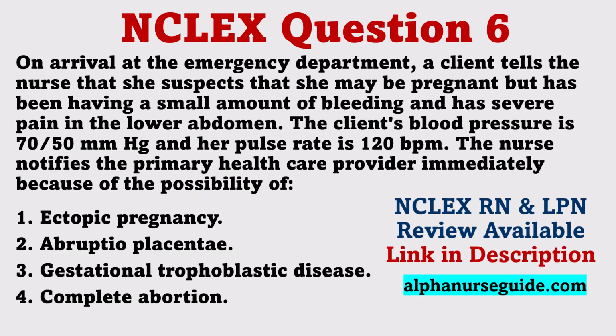On arrival at the emergency department, a client tells a nurse that she suspects that she may be pregnant but has been having a small amount of bleeding and has severe pain in the lower abdomen. The client's blood pressure is 70/50 and her pulse rate is 120 beats per minute. The nurse notifies the primary health care provider immediately because of the possibility of 1. Ectopic pregnancy. 2. Abruptio placentae. 3. Gestational trophoblastic disease. 4. Complete abortion.